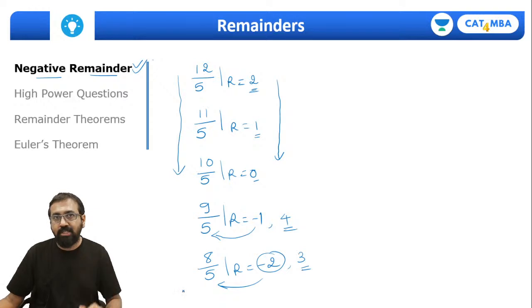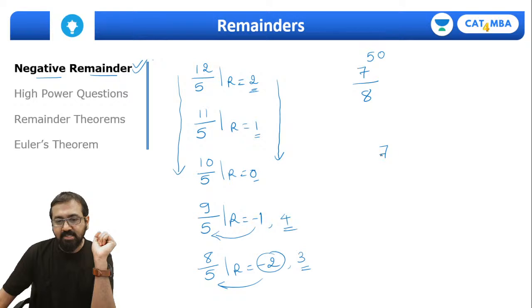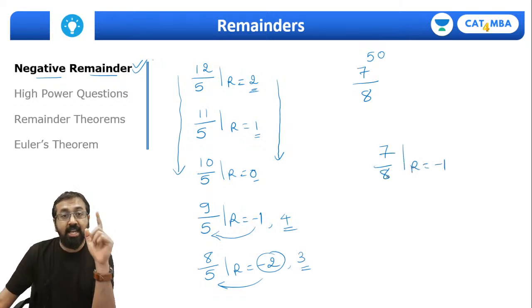Now let me give you one example where we can use this concept of negative remainder. Please pay attention, everyone. So if I ask you, what is the remainder when 7 raised to 50 is divided by 8? 7 raised to 50 divided by 8. Now can I say 7 divided by 8 remainder is -1? Because 8 ones are 8. 7 is 1 behind 8, a multiple of 8. So remainder is -1. Correct.